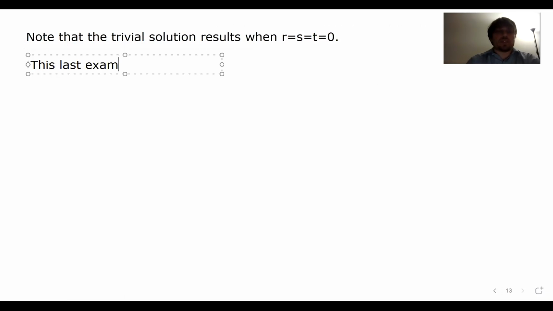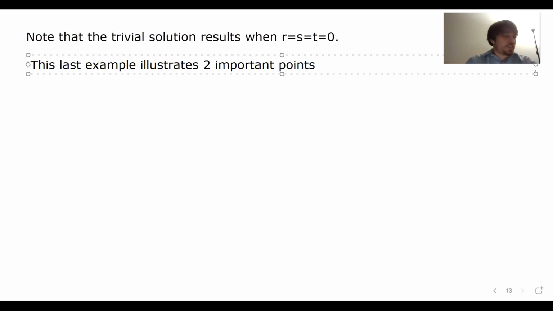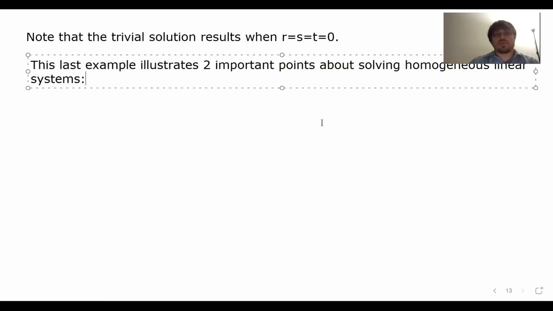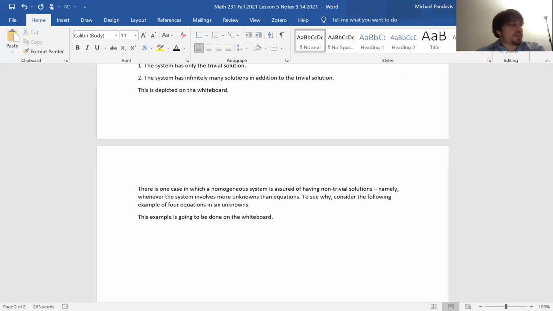So this last example illustrates two important points about solving homogeneous linear systems. I'm going to move to the whiteboard now. So let's go to the whiteboard. I'm just going to write this again. This example illustrates two important points about solving homogeneous linear systems.